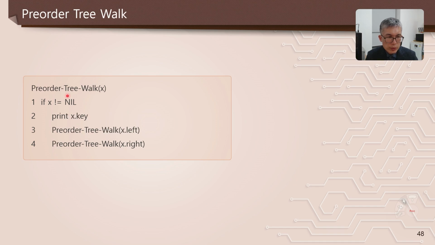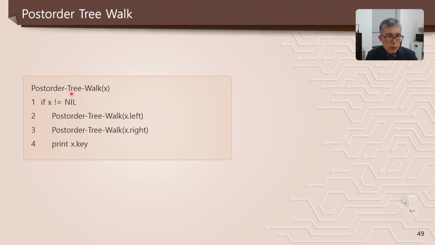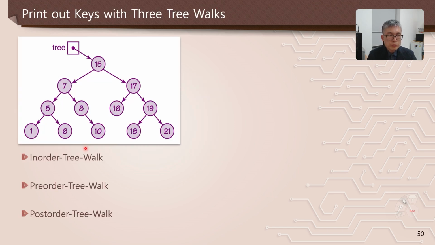In the pre-order case, print first, and then pre-order walk the left subtree of x, and then the right subtree is printed out. In the post-order tree walk case, the print is last. The post-order recursive function is called on the left subtree first, and then the right subtree is traversed, and then the x value is printed out. So if we have this kind of binary search tree, we can apply the in-order tree walk and the pre-order tree walk according to the algorithm.